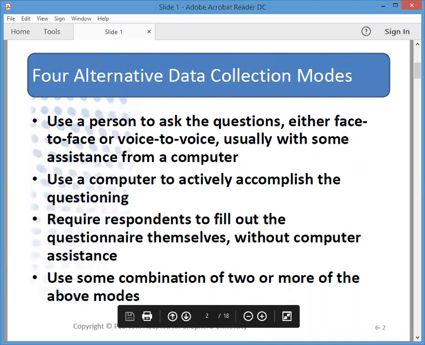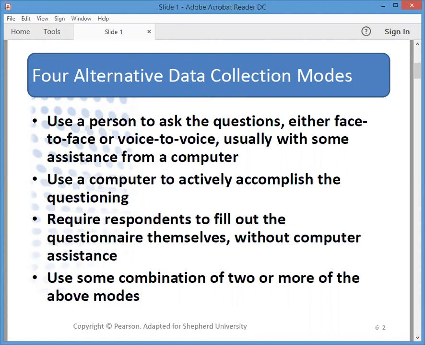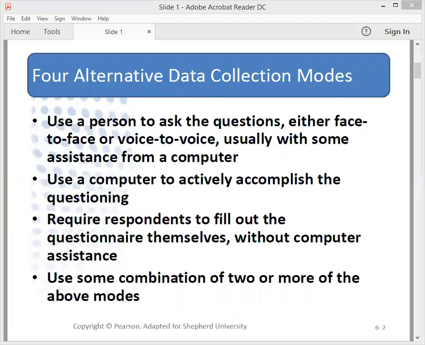There are 4 major types of data collection modes. We can have a person ask questions either face-to-face or over the telephone, and sometimes they're assisted with a computer. A second alternative is we use a computer to completely accomplish the questioning. A third is to have respondents fill out a questionnaire themselves without computer assistance. And the fourth is some combination of those modes.